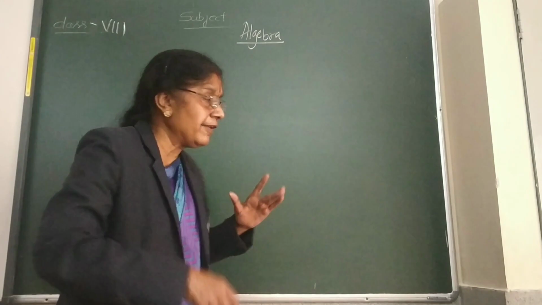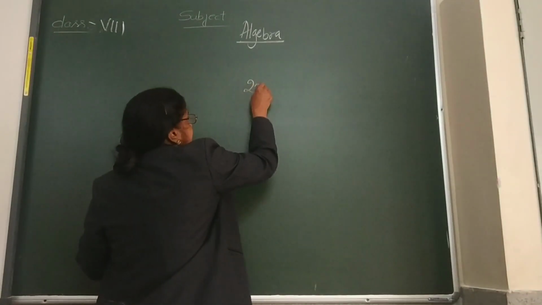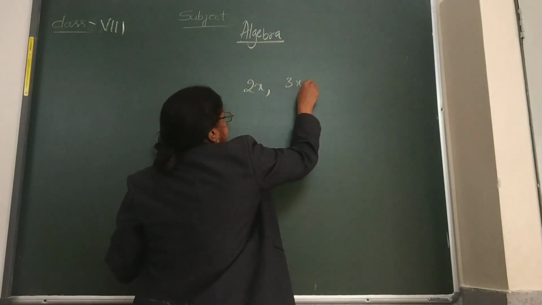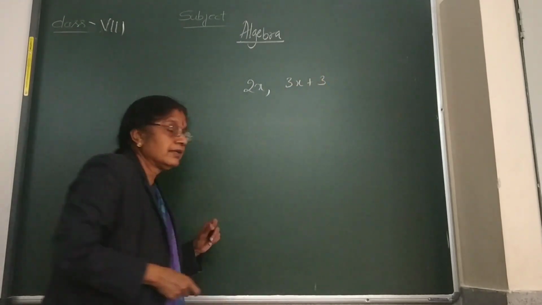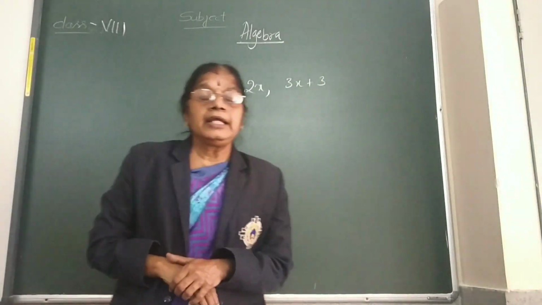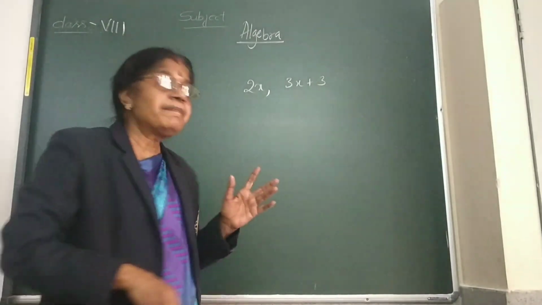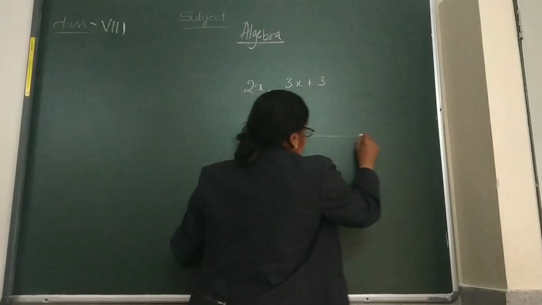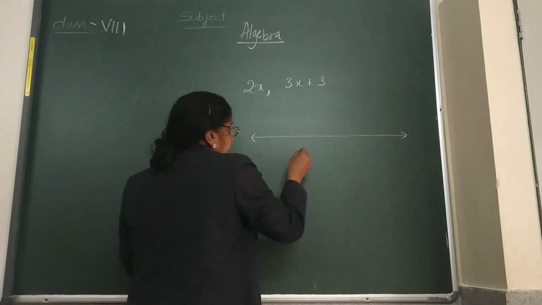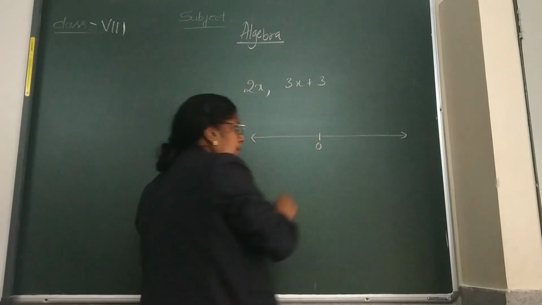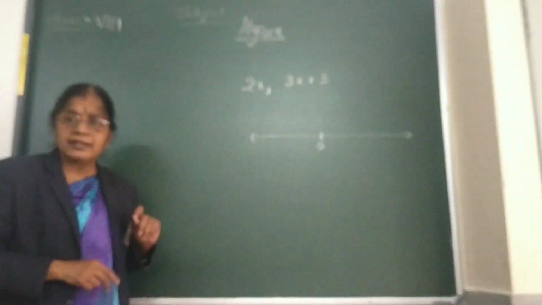Now, if I take a variable, for example, 2x, 3x plus 3 is given. You have studied in arithmetic about a number line. What is meant by a number line? A number line is a line where we mark the 0 in the center of the line.